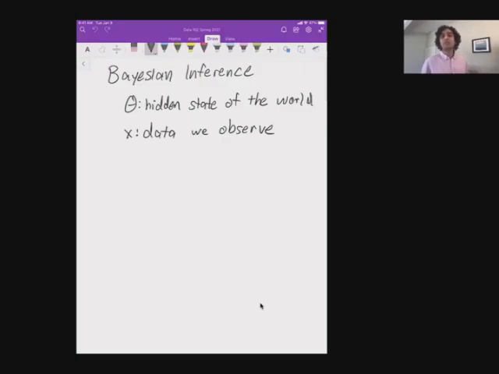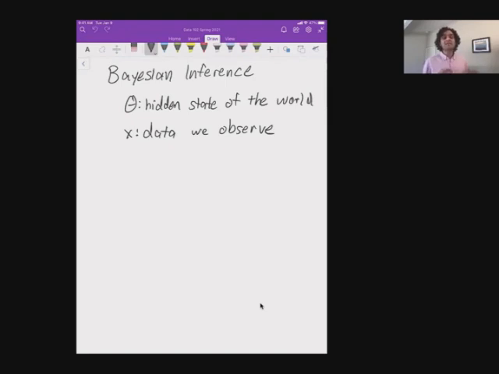So if you remember, our setup is that we have some hidden state of the world that we call theta. Maybe theta is the true fraction of people in a population who are going to vote for a particular candidate. Maybe theta is the underlying concentration of some particular compound in a biological assay. Maybe it's the true state of a social media account, a bot or not a bot, and all we get to observe are the posts, and we have to infer, is that account an actual human or not, right?